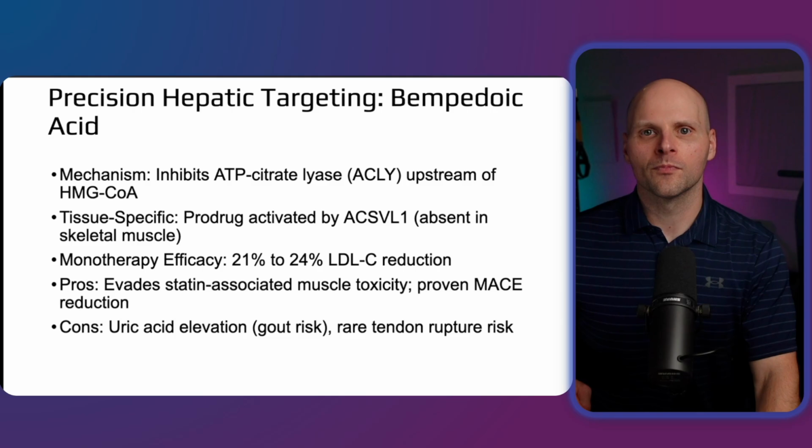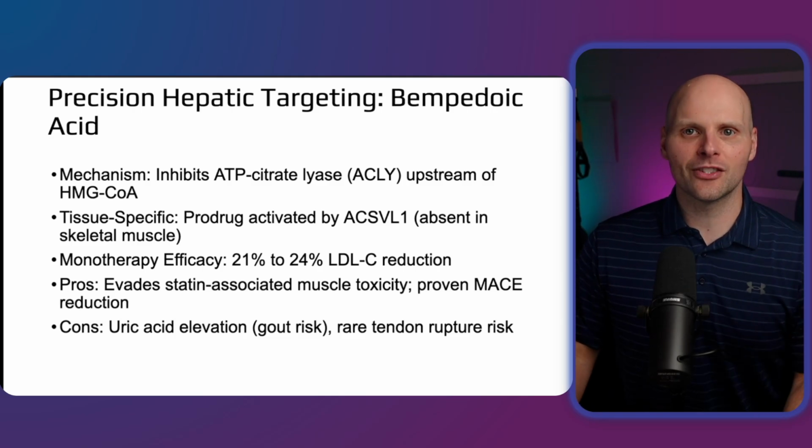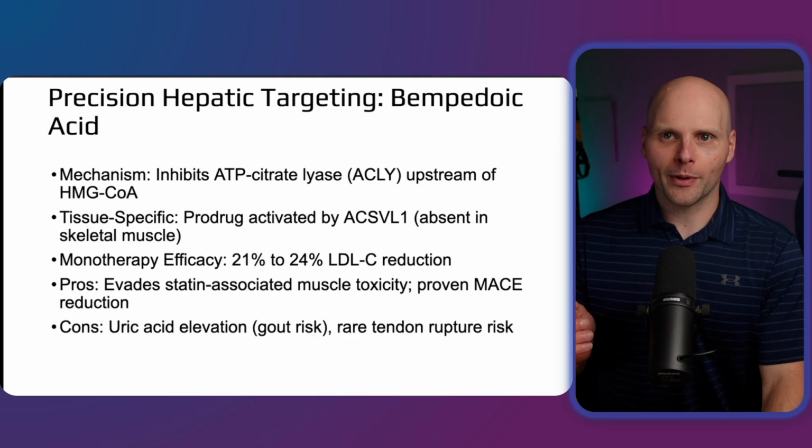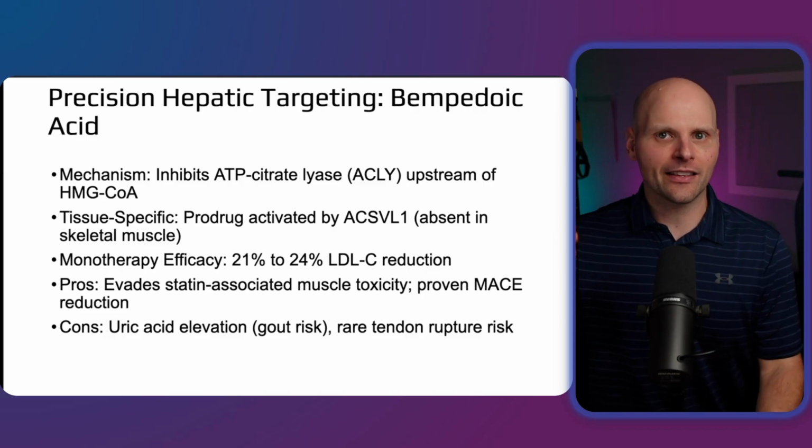This is where this next one comes in, bempedoic acid, and it can be a really good option. It works upstream of where statins work by inhibiting an enzyme called ATP citrate lyase. And the coolest part of bempedoic acid is it's actually a prodrug. It only turns on when it meets a specific activating enzyme.